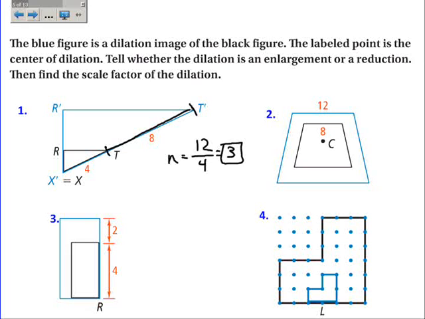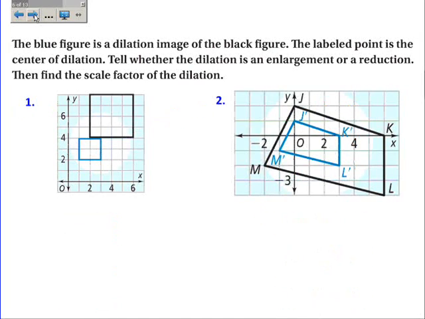Okay. Number 2, the length in the image is 12. And the corresponding length in the pre-image is 8, so n must be equal to 12 over 8, which simplifies to 1.5. Whatever it is, it's equal to the image length divided by the pre-image length, and that would give you the scale factor. A few more examples, make sure you really understand it.